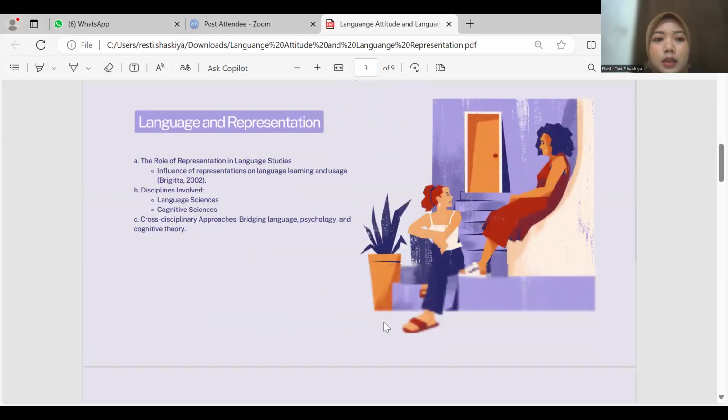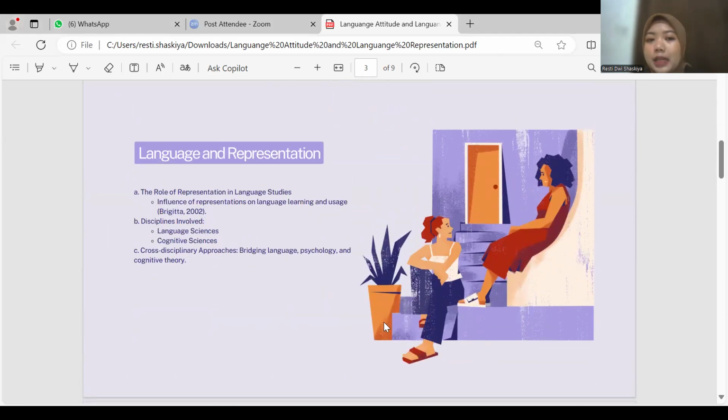Next is language and representation, the role of representation in language study. So, what is the meaning of the role of representation in language study? Representation plays a key role in how we learn and use language. How a language is shown in media, books, or our school can affect our understanding of it and how we feel about speaking it. For example, a positive representation of a language can encourage more people to learn it, while negative portrayal can discourage them, based on a statement by Brigita in 2002.